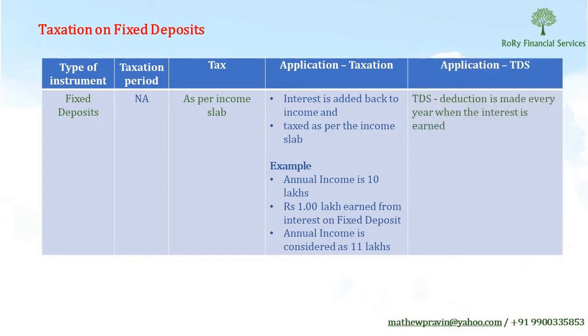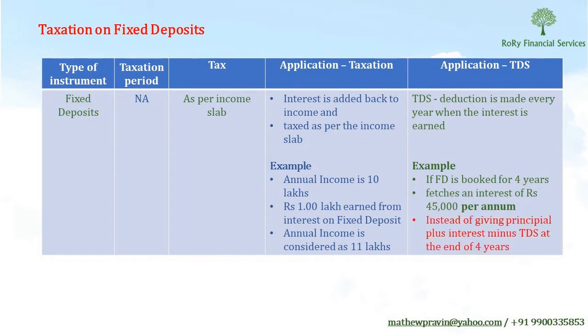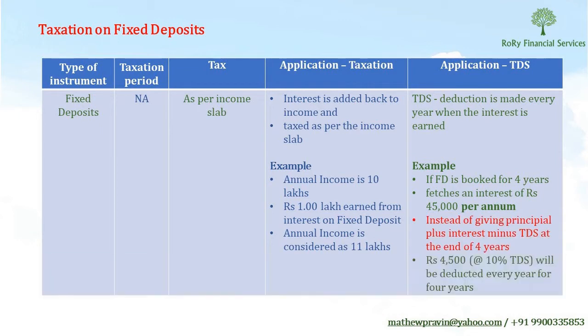Is there a TDS component in fixed deposits? Yes, there is. TDS is nothing but the tax deducted at source. Now, in a fixed deposit, deduction is made every year when the interest is earned. For example, if an FD is booked for 4 years and fetches an interest of rupees 45,000 per annum, instead of giving the principal plus interest minus TDS at the end of 4 years when you redeem the FD, every year the 4,000 rupees, that is 10% of TDS, will be deducted for 4 years. So irrespective of whether you use the money or not, your tax is going to be deducted.